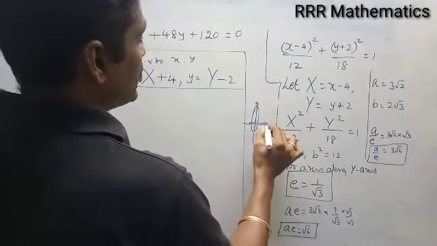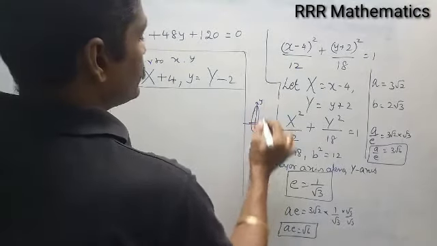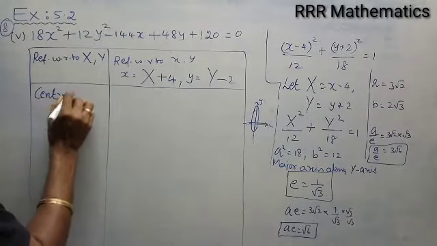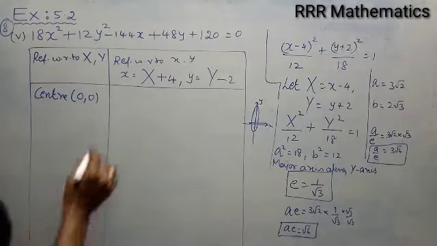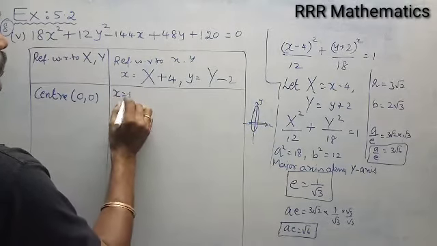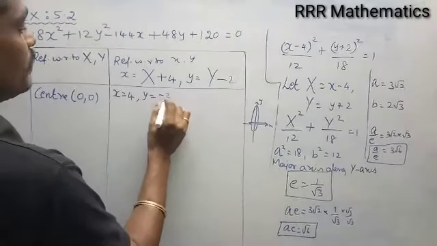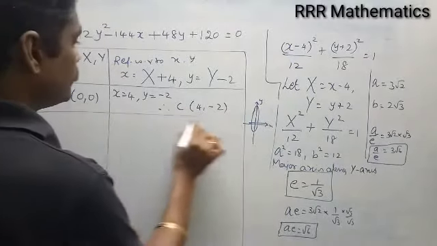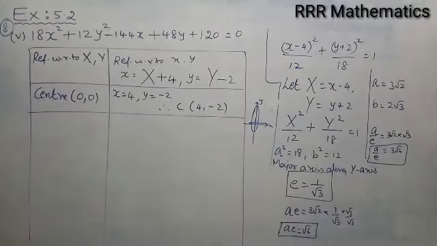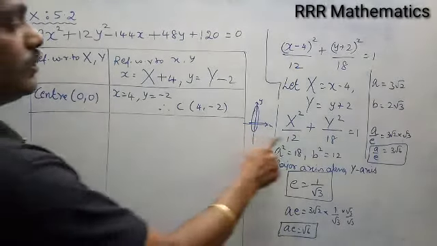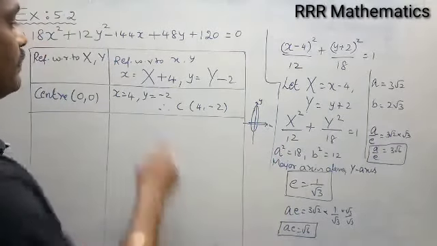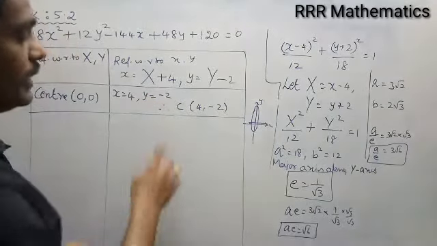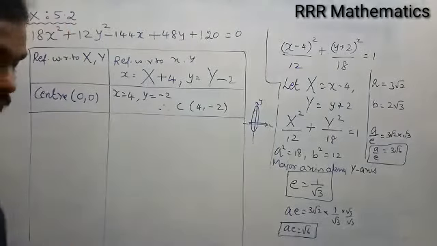So the major axis is along the y-axis. So the center will be 0, 0. Just replace capital X equal to 0, small x gives 4, small y will be minus 2. Therefore, the center will be 4, minus 2. So I am getting the center in this case 0, 0 with respect to capital X and capital Y. When you replace here, you will get small x as 4, small y as minus 2. Your center will be 4, minus 2.